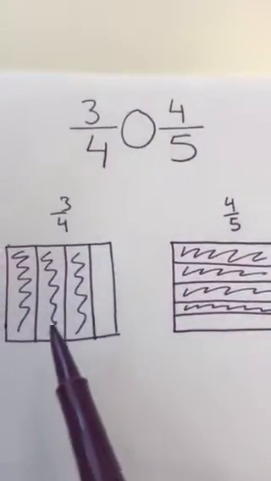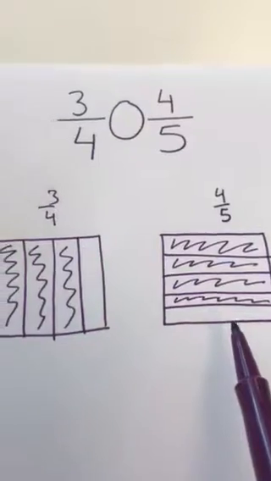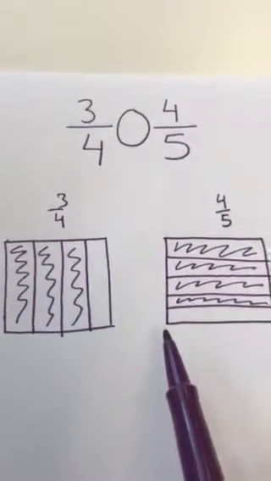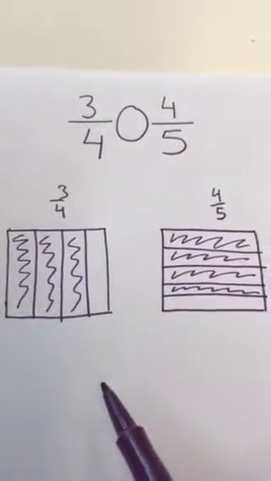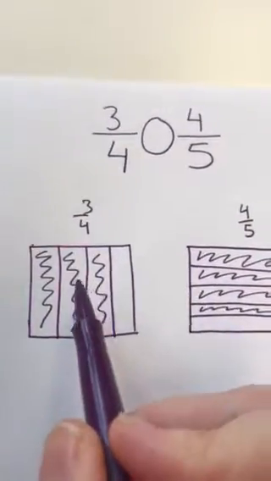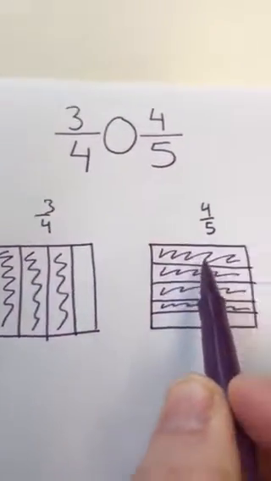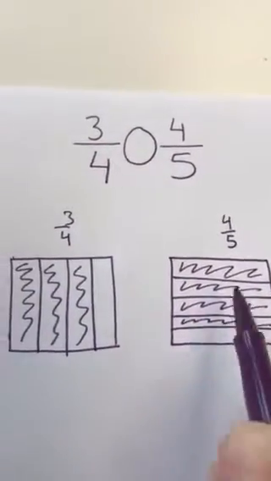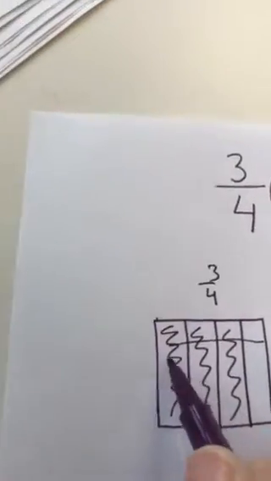Now notice I did my 3/4 with vertical lines and my 4/5 with horizontal lines. It doesn't matter which one you do with vertical or horizontal, as long as one is vertical and one is horizontal. Because our next step is going to come over to our 3/4, and we're going to divide each fourth into 5 pieces with horizontal lines, just like we have modeled in our area model over here. So I'm going to divide this up. Each fourth is getting divided into 5 pieces.